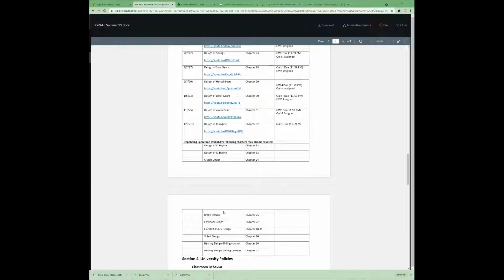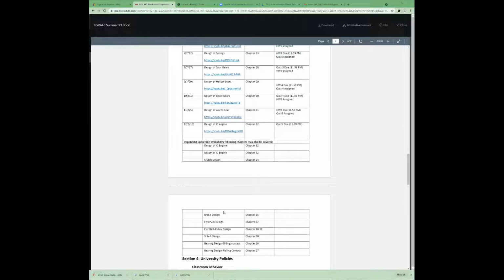Then we talk about the brake design. How do we design the brake? What are the heat dissipation characteristics of brakes? What are the different types of brakes? For example, if you look at your bicycle brake, you would notice some bikes have drum brakes and some bikes have disc brakes. If you look at your cars, some of the older cars used to have drum brakes in the front and in the rear. The newer cars have disc brakes in the front and drum brakes in the rear.